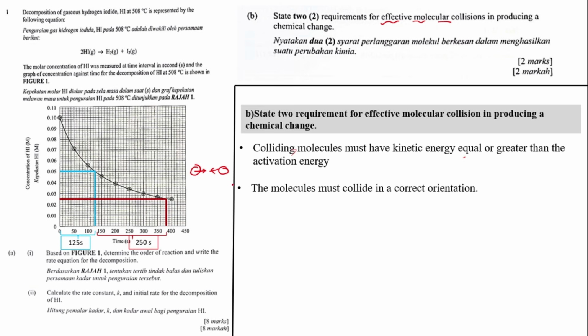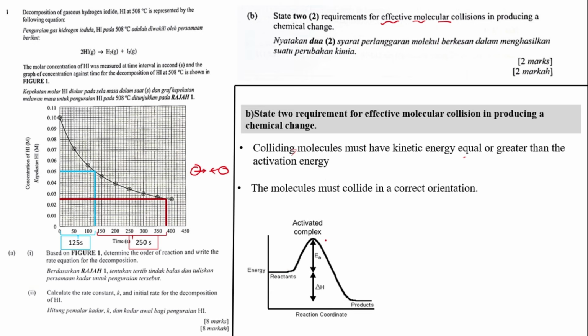Next, the molecule must collide in a correct orientation. So there are two requirements that the molecule needs to fulfill. And as you have remembered, you're going to be looking at this graph here, because the reactants must have enough energy when they collide in order to overcome the kinetic barrier in order to form the product.